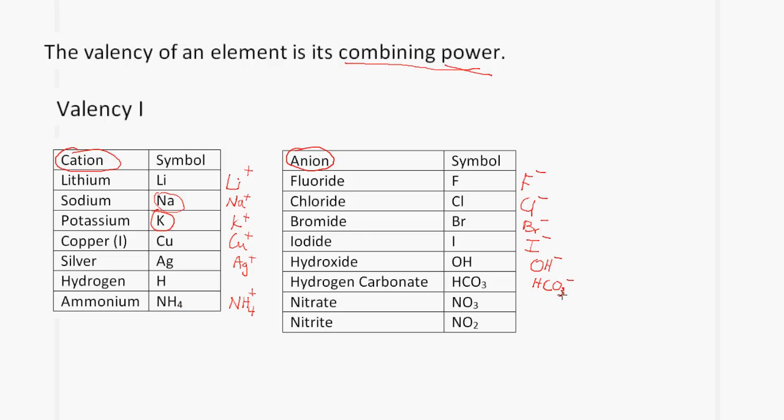HCO3 minus. The nitrate ion is written as NO3 minus, and the nitrite ion is written as NO2 minus. So like I said, all the cations have a positive charge, the anions have a negative charge, and all of these represent a valency of 1.